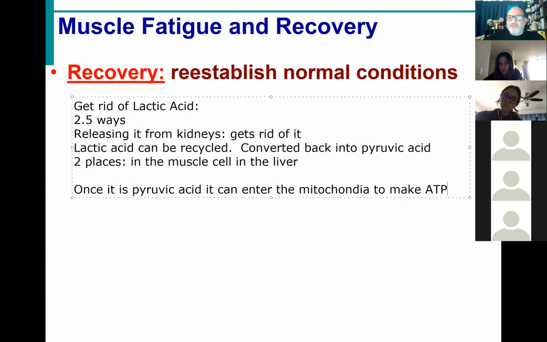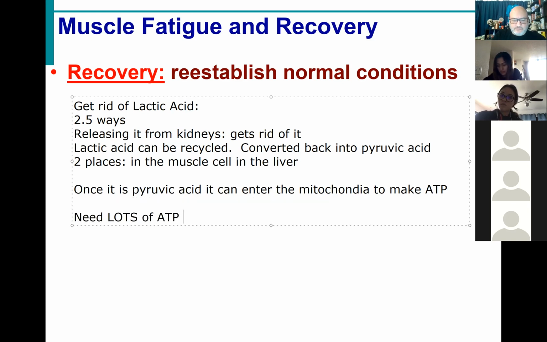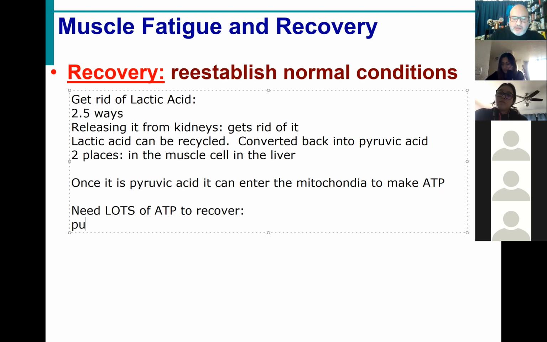And are we going to need ATP to recover? Yeah. Absolutely. We need ATP to be able to pump all those ions back where they belong. Get calcium back into the sarcoplasmic reticulum, get sodium back outside of the cell, potassium back into the cell, chloride and magnesium back out of the cell. So we need lots of ATP to be able to pump those ions back where they belong.